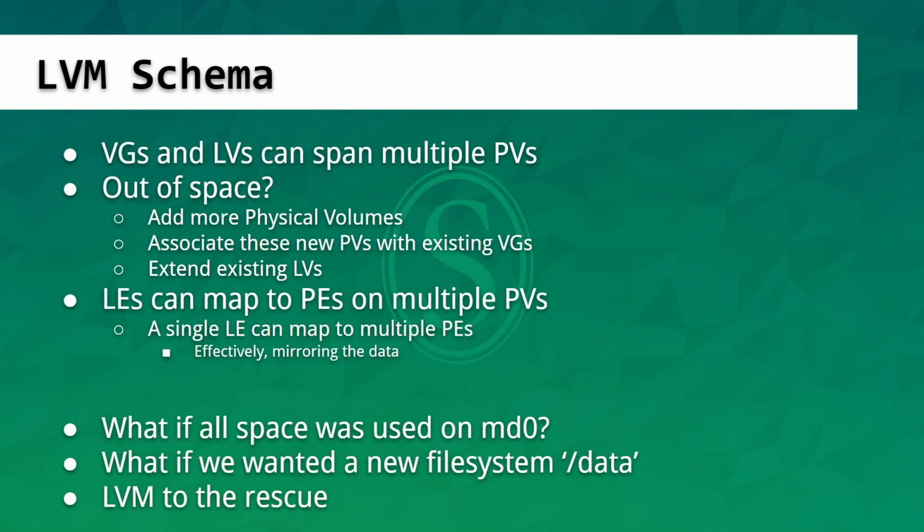And you can extend logical volumes that are already made into that new space just by adding more space to the volume group. You can map logical extents to multiple physical extents, which means you're writing the same data to multiple places, which is effectively mirroring the data. But again, it's not meant to replace RAID. I can't stress that enough. You still need RAID, because even though you mirror the data, if you mirror the data to a logical volume on the same physical volume, then congratulations.